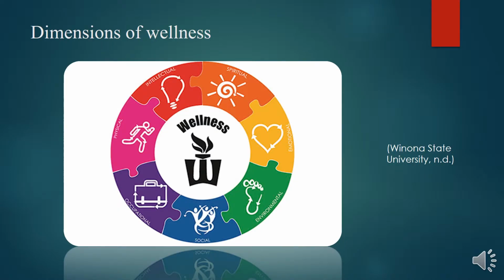So on this next slide, I'm going to talk about the dimensions of wellness. Actually, there are 7, so I'm going to explain each one of them. The first one is the physical dimension. This one deals with the functional operation of the body. As you can see, physical means your body. Here, your dietary habits have a significant effect on physical well-being.